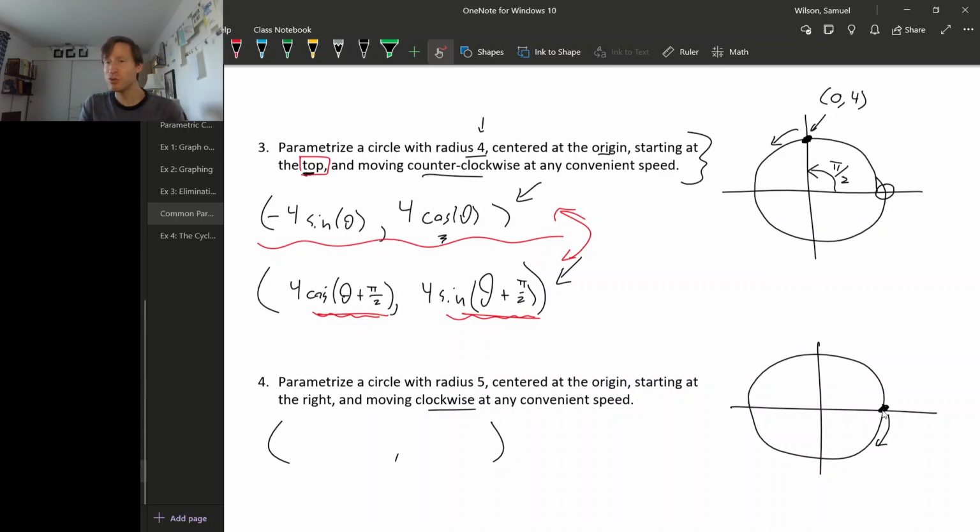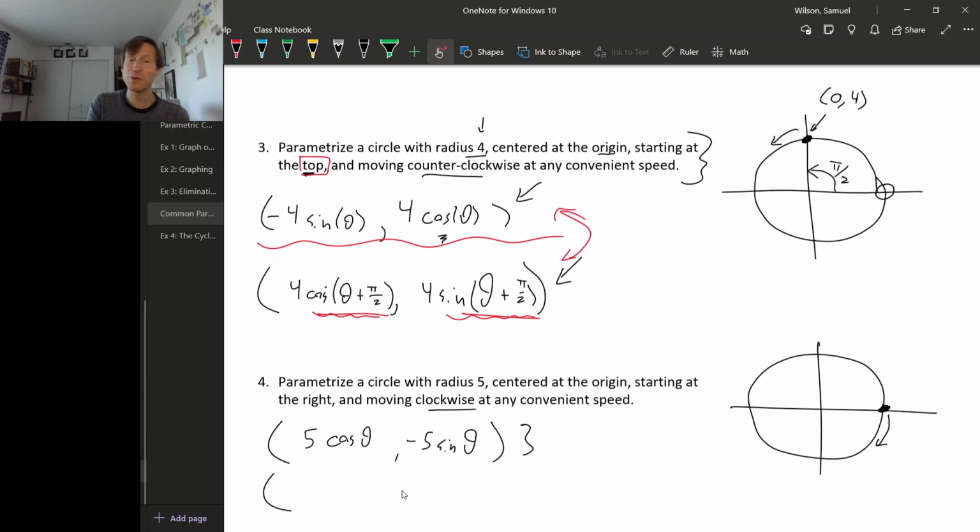Now for our x-coordinate, the x-coordinate needs to start at its positive maximum extent, and it's cosine that does that, so we'll use a positive cosine for our x-coordinate. Of course, to make the radius 5, we have to stick a 5 in front. And the y-coordinate should start at 0, so we need to use sine, but it should start decreasing instead of increasing, so there should be a minus sign in front of our sine. And of course we need a 5 there too, so that it has radius 5. So this is one way to parametrize this situation.